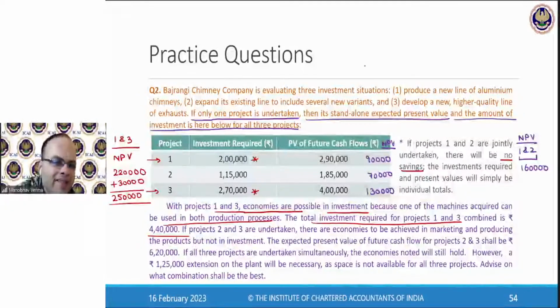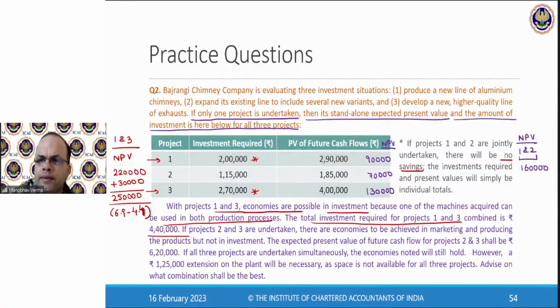But with this savings in investment, my investment was 2 lakhs plus 2 lakh 70,000, 470. But since one machine could be used in both the projects, it is 440. So 30,000 NPV will increase because my outflow is reduced. It will be like 690 minus 440. Other way around to look at it: 6.9 minus 4.4, so we're giving you 2.5 lakhs.